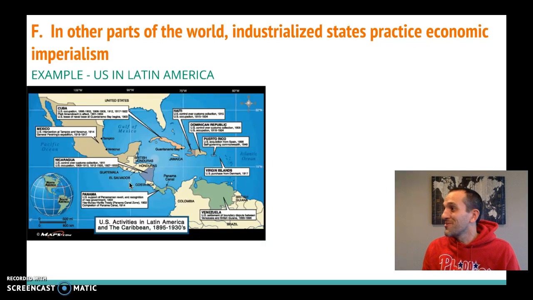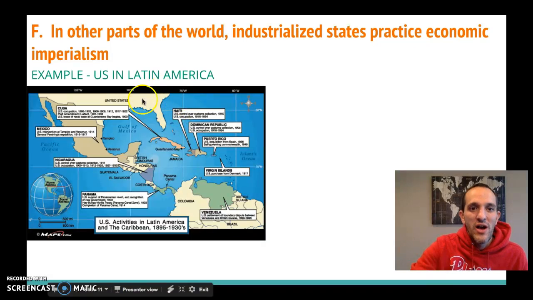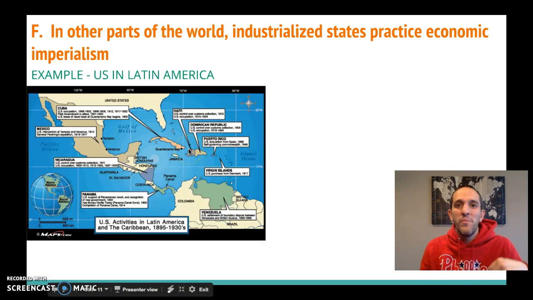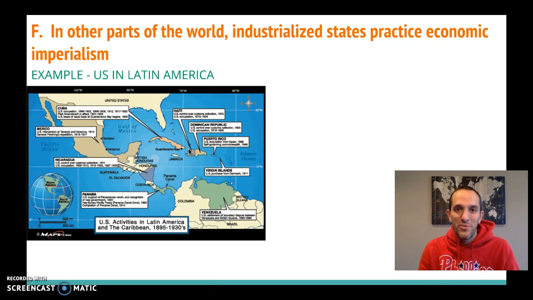In other parts of the world, industrialized states are going to practice what we call economic imperialism. If you're a business, you're not going to go in and conquer land militarily. You're going to buy up land, and you are going to kind of control that land economically.